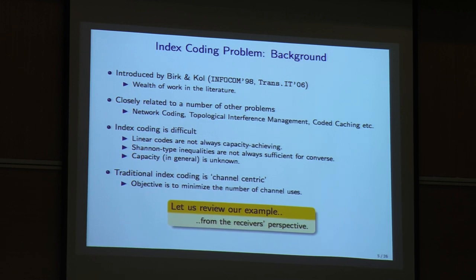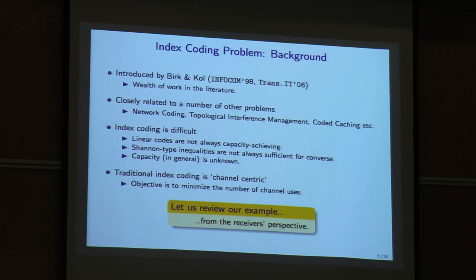It's also related to wireless communications, something called topological interference management. How do you manage interference in a wireless network? Index coding can be used there. It's also used in what is known as coded caching, which, for example, may be of use to Netflix or others. I'm not going to talk much about that. I'm going to focus only on index coding.